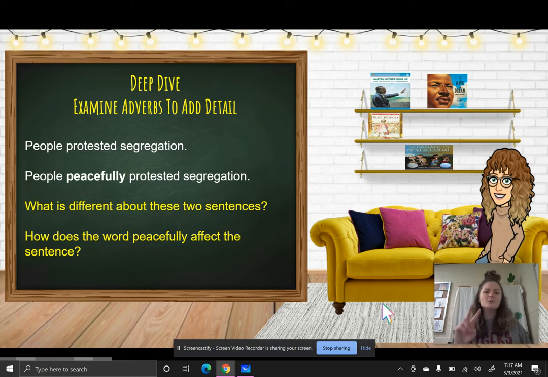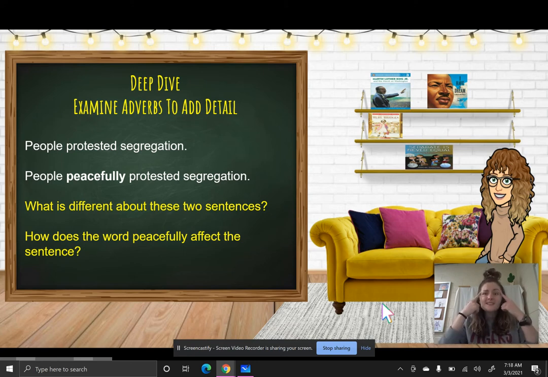All right, so I'm going to read one sentence, and then I'm going to read the same sentence, but I'm going to add an adverb. Are you ready? Here we go. People protested segregation. Now I'm going to add an adverb. People peacefully protested segregation. How does the word peacefully affect that sentence? How did it change the sentence? People peacefully protested segregation. How did the word peacefully change the meaning of that sentence? Tell me in the puzzle.